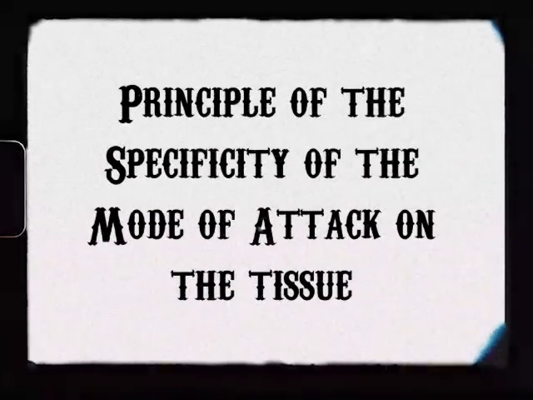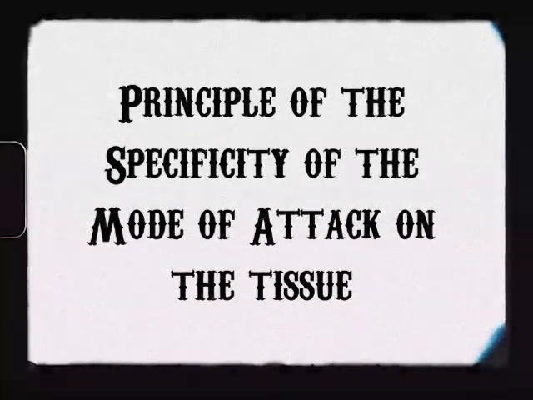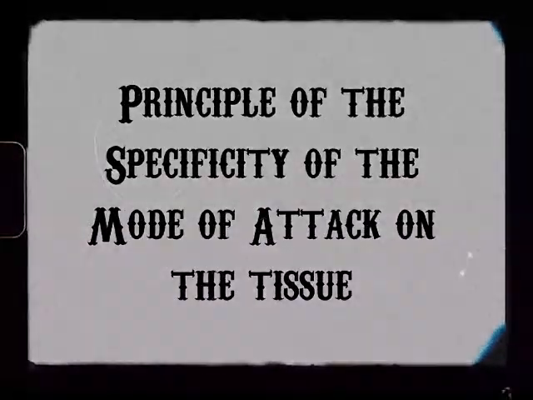The fourth principle is the principle of specificity of the mode of attack on tissue. The nature of disease has different modes of attack. There are 2 modes that are mentioned. One is aberration and one is alteration. Aberration means that the tissue already exists in the body, and alteration means that a new tissue is created within the body. So different kinds of disease have different modes of attack.